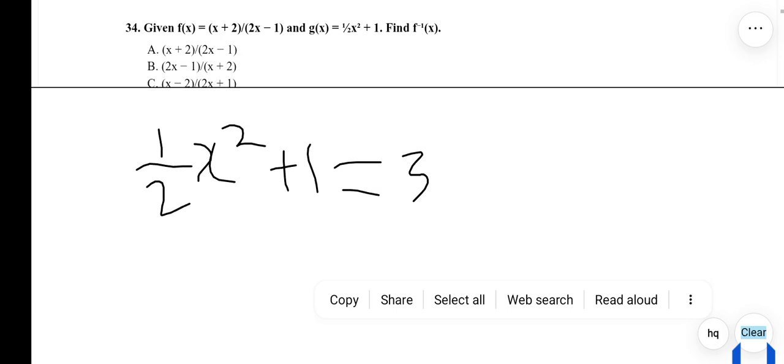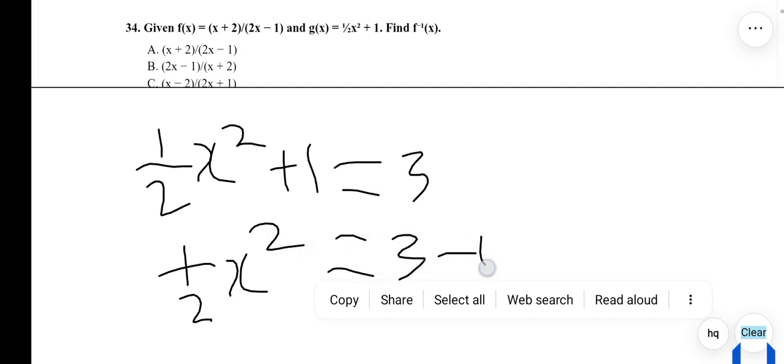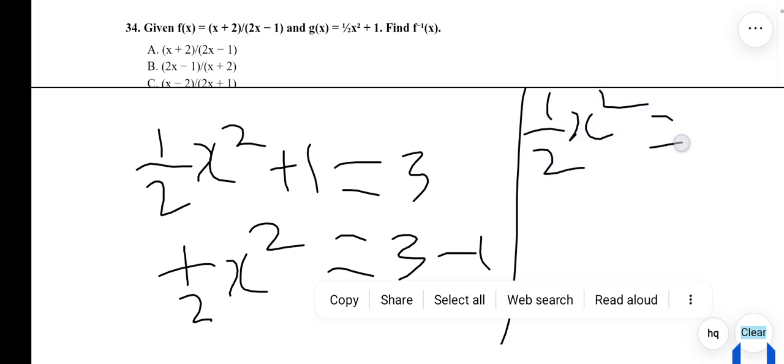But my inverse is supposed to be input, but because I'm using the normal function, my input is my output for the normal function. So I will take 1 to the other side. So that will be 1 over 2s squared is equal to 3 minus 1. So 3 minus 1 is going to give me 2. So that means that minus 1 over 2s squared is equal to 2.